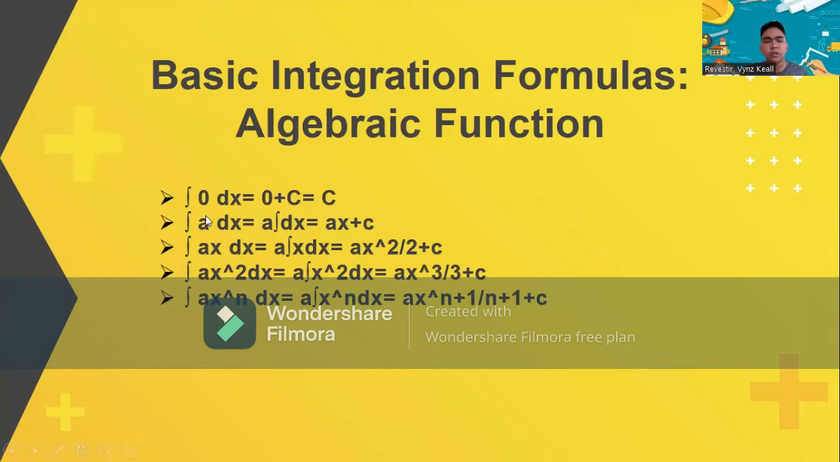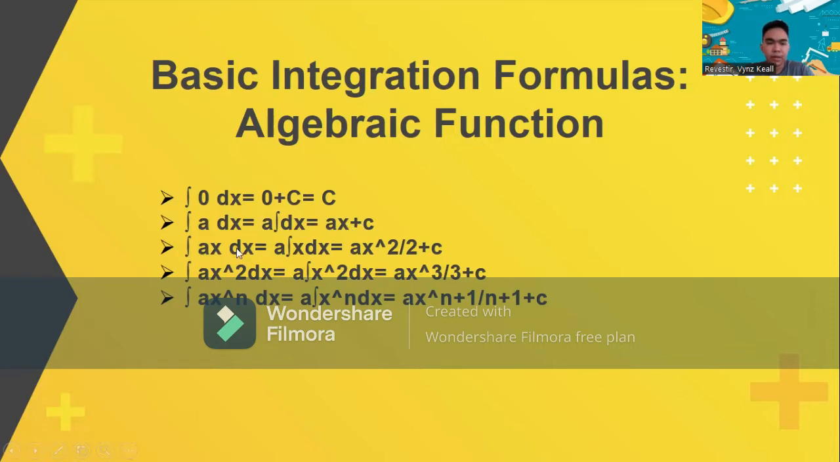Next, the integral of a dx. Put out a and integrate dx, which equals a, copy, and the integral of dx is equal to x, and add the constant c.